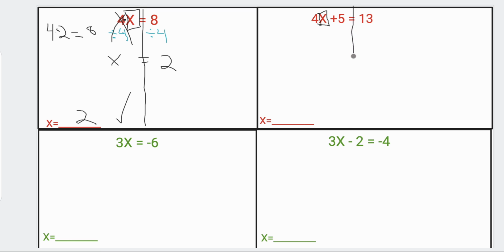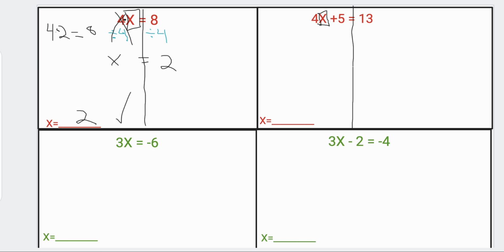Let me draw the line here. Remember, the equal sign is always going to stay on the line. The right side only has a 13, so I'm not going to worry about this right now. I'm going to worry about this side. We are multiplying by 4 and adding 5. The easiest thing to do right now is this plus 5 is kind of dangling here. I would like to do something here.